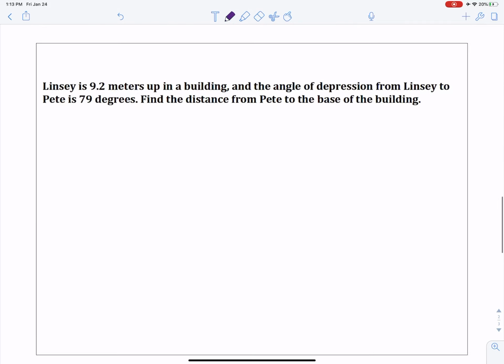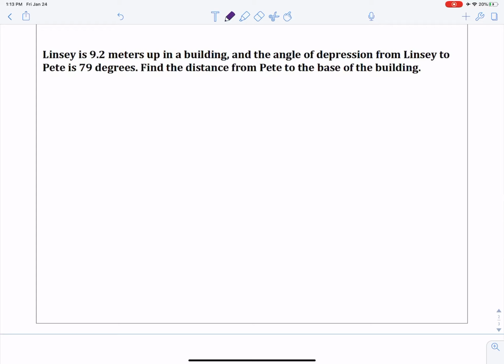Okay, question number 2 is about angle of depression. So Lindsay is 9.2 meters up in a building. So 9.2, here's Lindsay. And the angle of depression from Lindsay to Pete is 79 degrees. So I'm going to go ahead and draw this down. But remember, the angle of depression is measured from the horizontal down. So the angle that's 79 degrees is right here. So in our triangle, it's going to be right down here because of the alternate interior angles. So it says find the distance from Pete to the base of the building. So this portion right here.